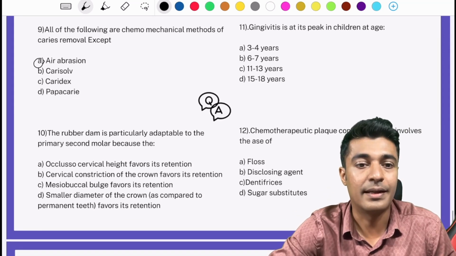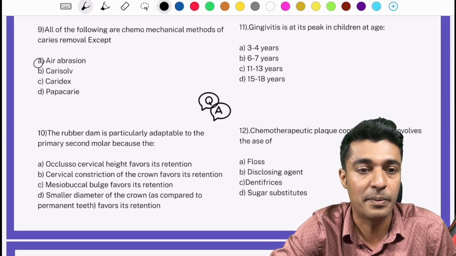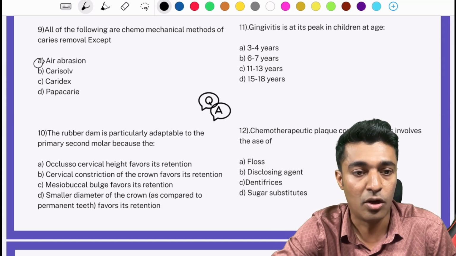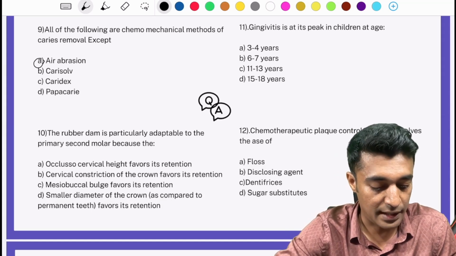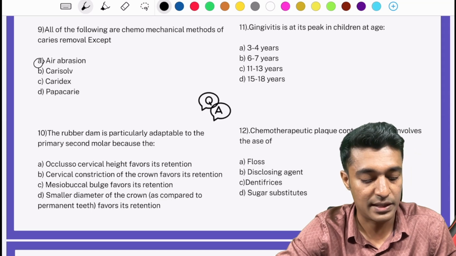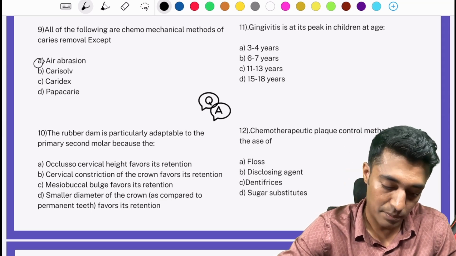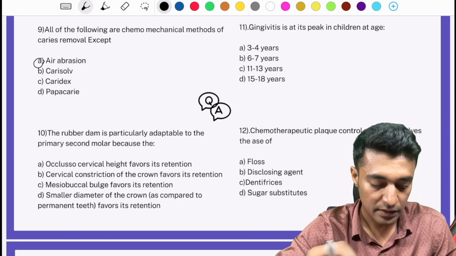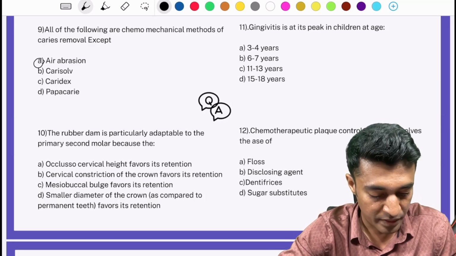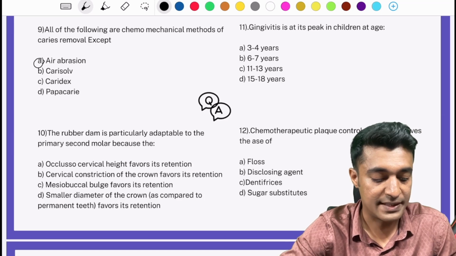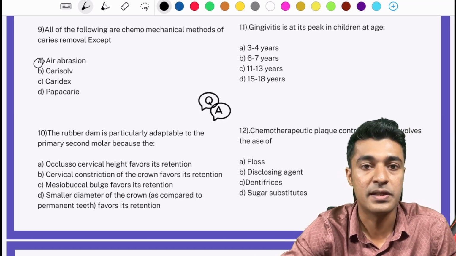Question number 10. The rubber dam is particularly adapted to the primary second molar because options include occlusocervical height favors its retention, cervical constriction of the crown, mesiobuccal bulge, smaller diameter of the crown. So the answer for this is the cervical constriction of the crown favors its retention.